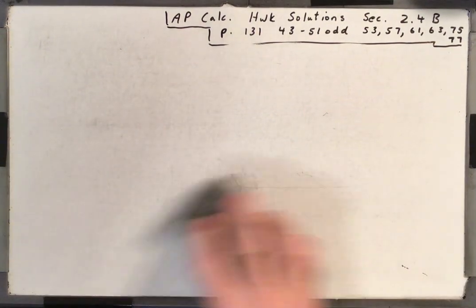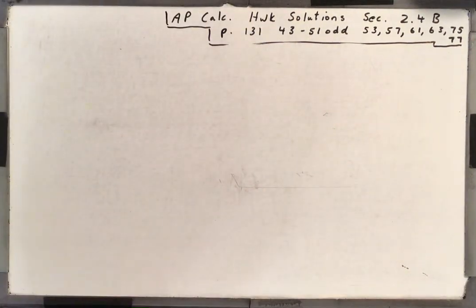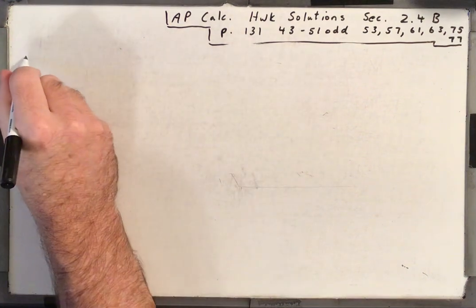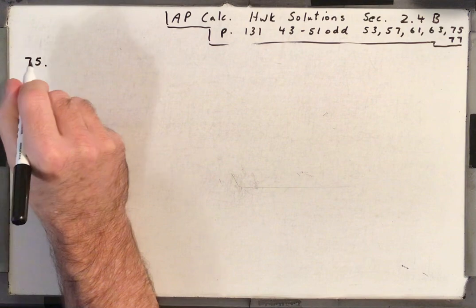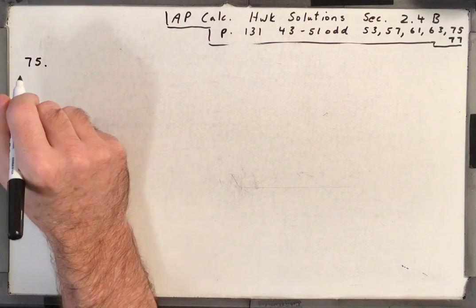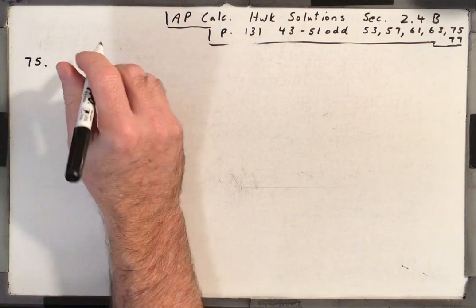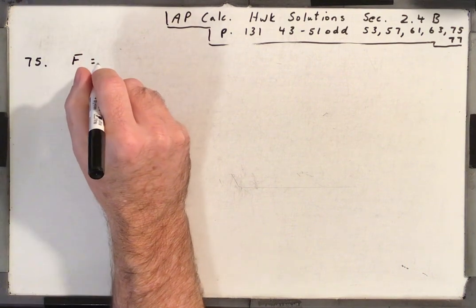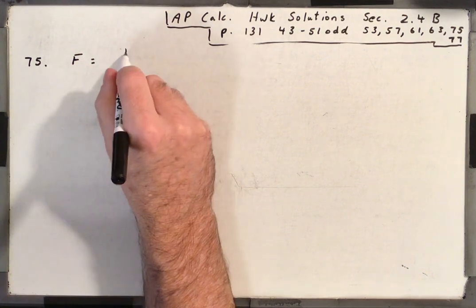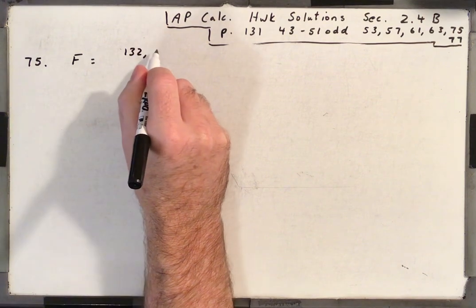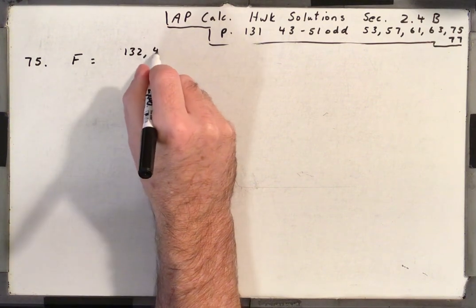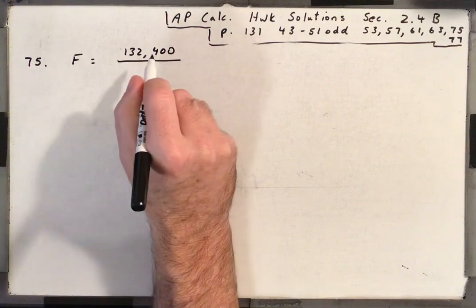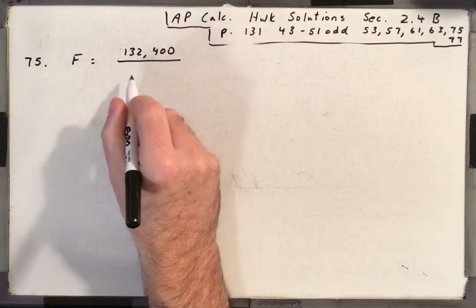Okay, 2 more to go. Number 75. We have f is equal to 132,400 over 331 plus or minus v.